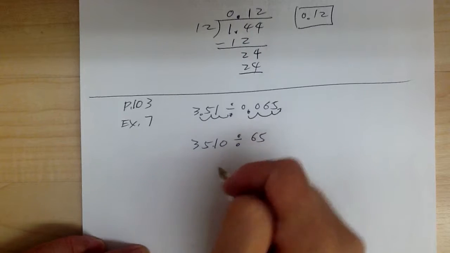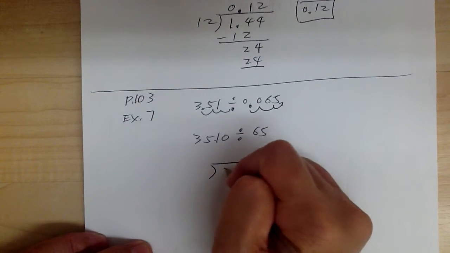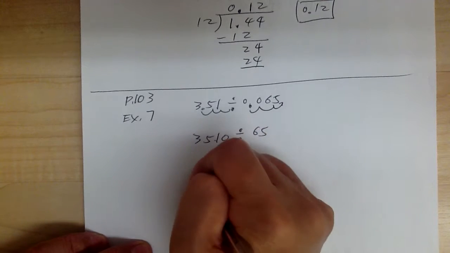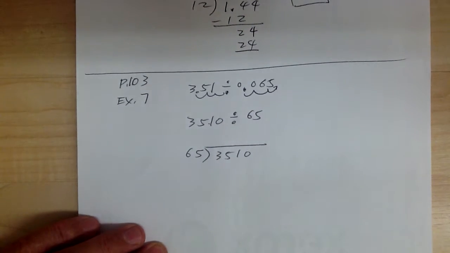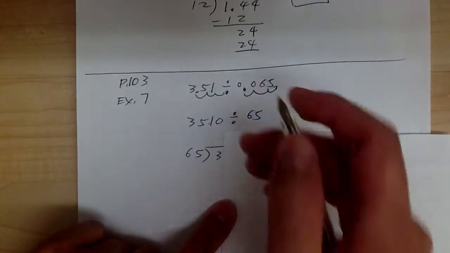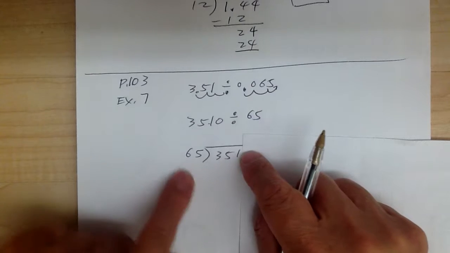Again, you have to move the decimal 3 places over. So you got 3510 divided by 65. Okay, so that's going to divide. So 3 is not enough, 35 is not enough. Okay, so this is enough. Now again, to guess, right?